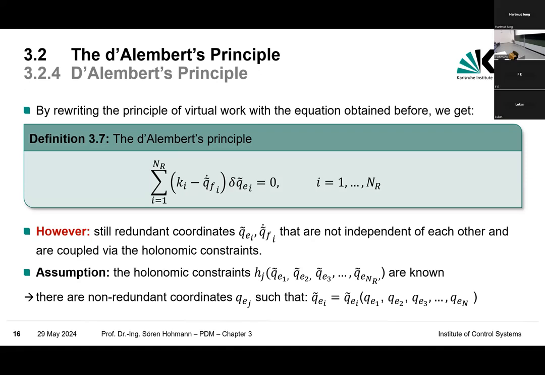What does it mean? Okay, the holonomic constraints are given. This is a function h_a, which couples some of the variables q_i. So we can express some of the variables q_i tilde by other variables. And now the question appears, what happens if I have this knowledge? If I know h_a and enter this into this equation, what happens with that? How does it change?